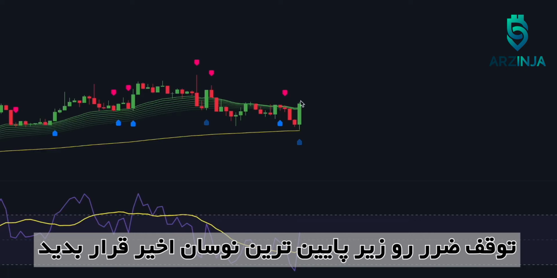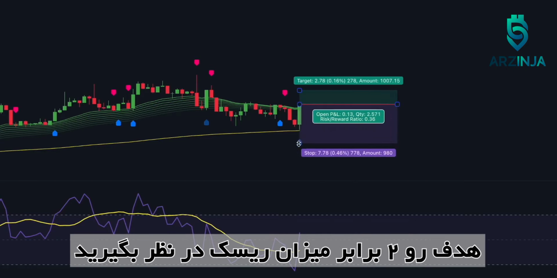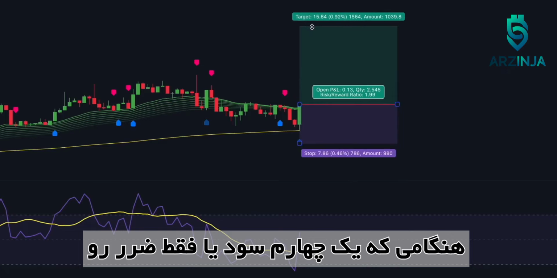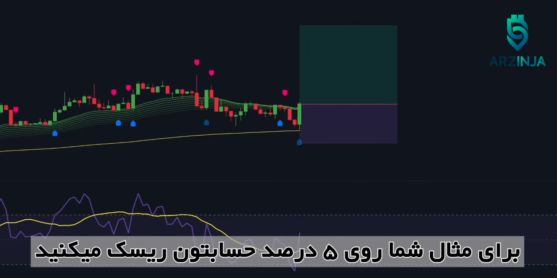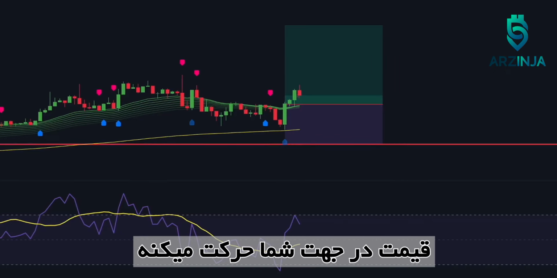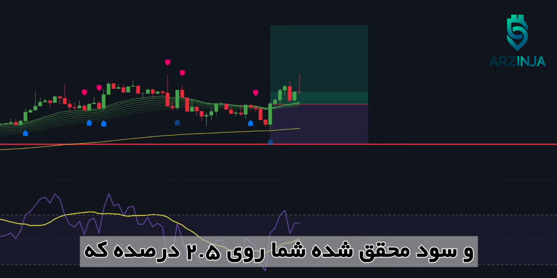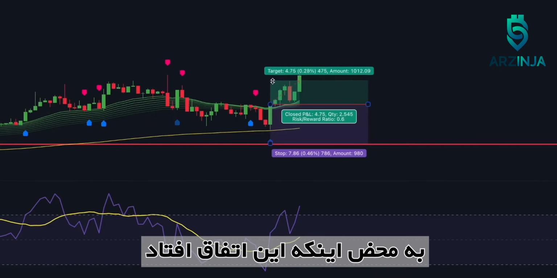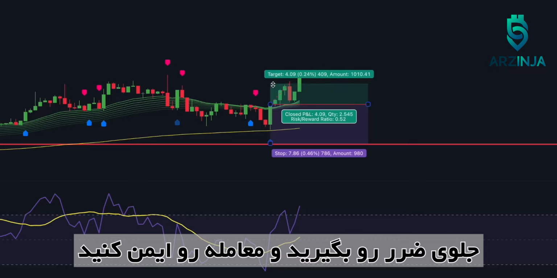Set the stop loss below the recent swing low. Target 2 times the risk. Once you have made a quarter of the profit, adjust the stop loss to the break-even price. For example, you risk 5% of your account per trade in order to make 10. The price moves in your direction and the unrealized profit is running at 2.5%, which is a quarter of your target. As soon as that happens, adjust the stop loss and secure the trade.